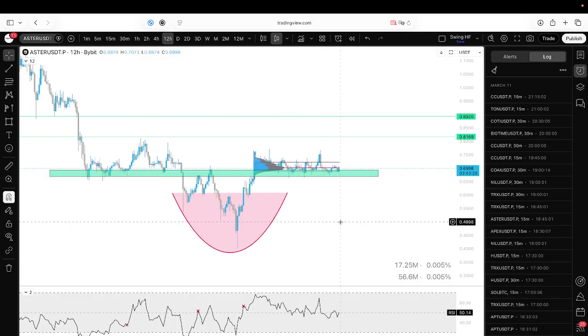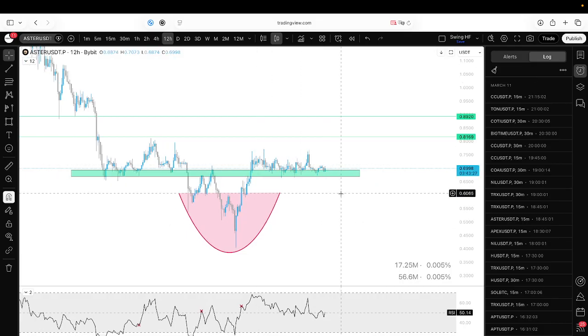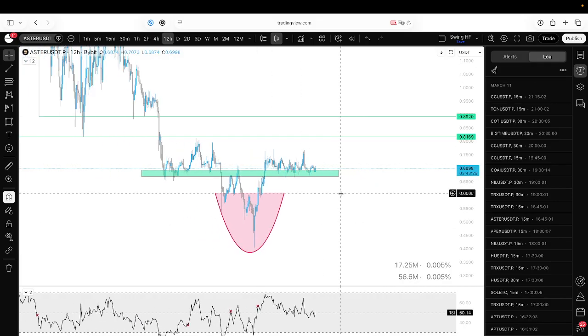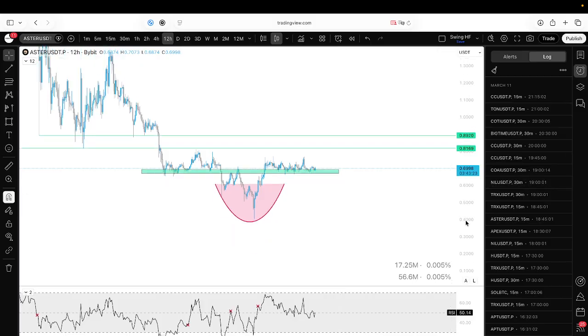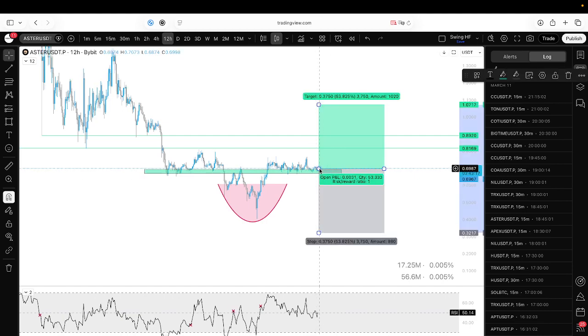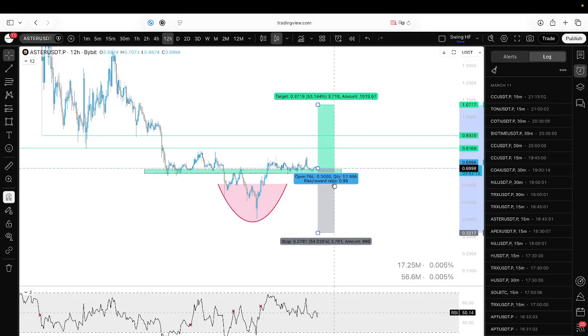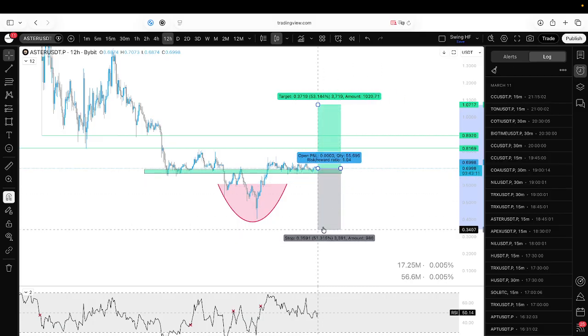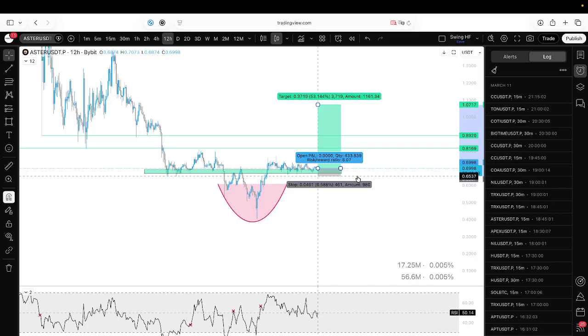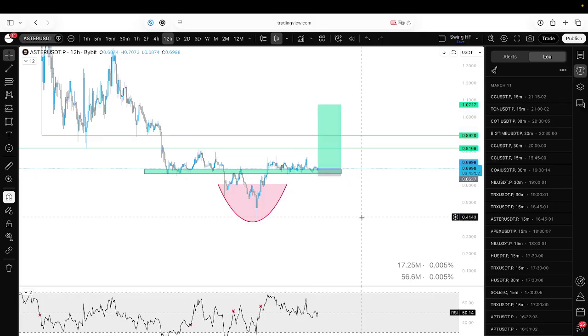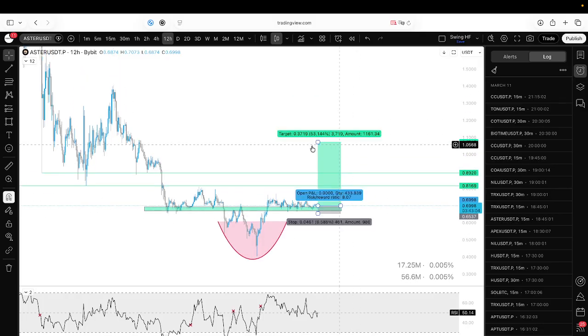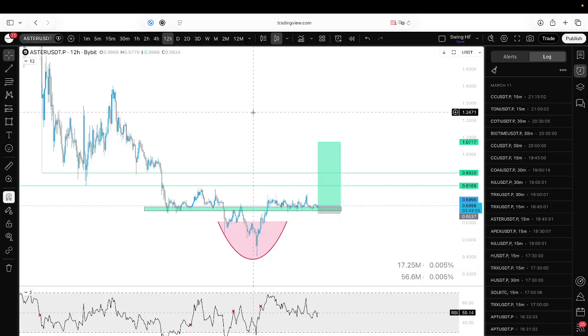Okay. So it can explode at any time, in my opinion. If you want to get some Aster spot, could be good, maybe. Or maybe we can even play a leverage play with something like this. Yeah, because it's holding.